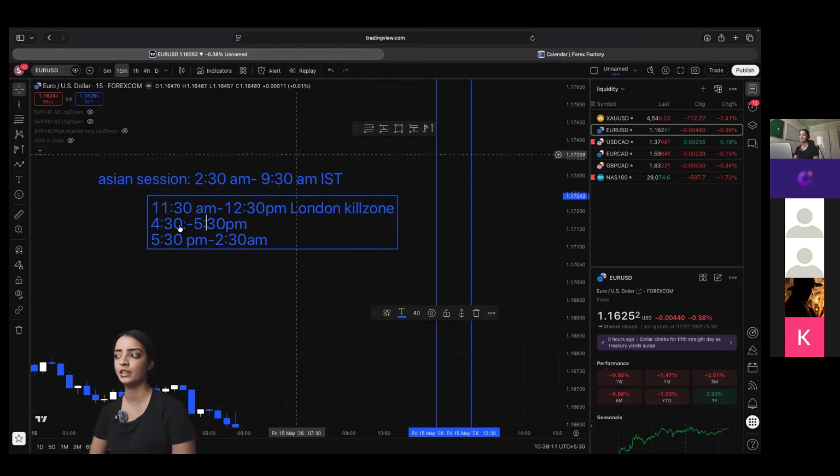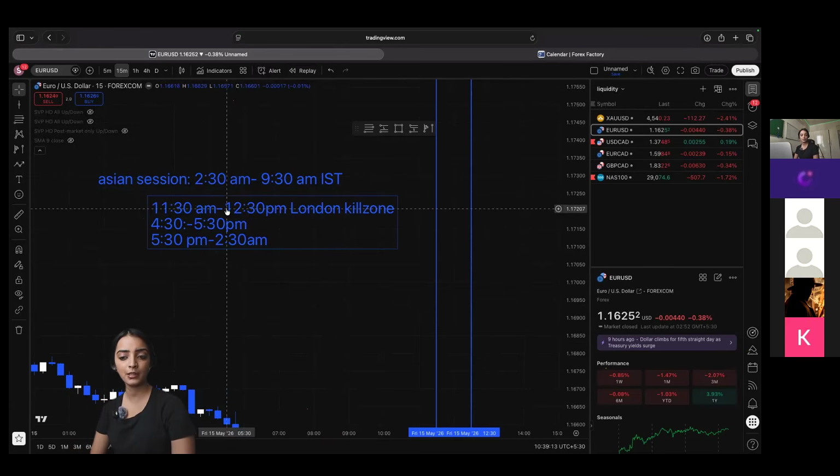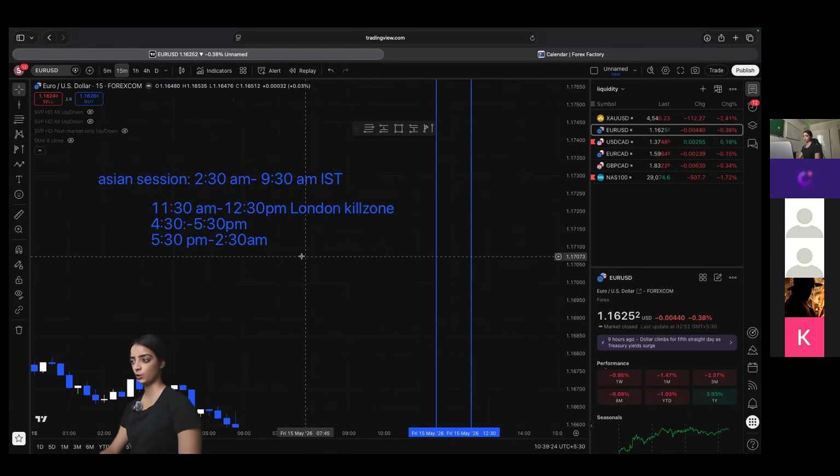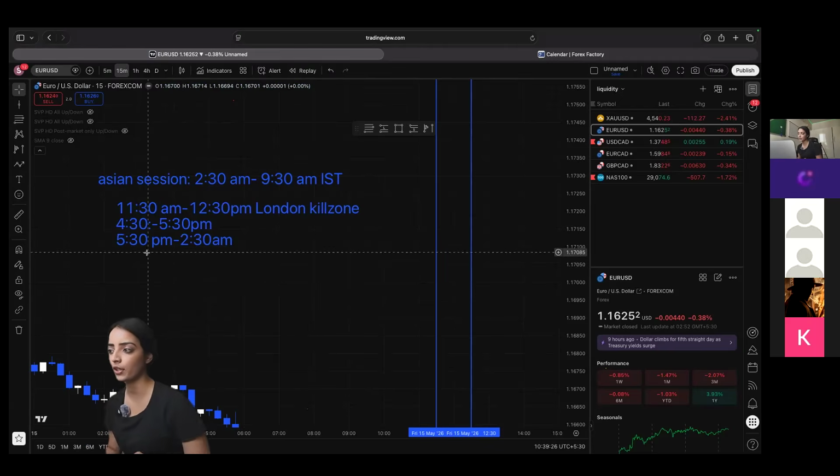This is the way you have to basically keep this. Timings are extremely, extremely important, so make sure to always have the timings correct. You cannot go wrong with the timing. This timing is going to be 100% required for us to remember. So these are the important sessions.